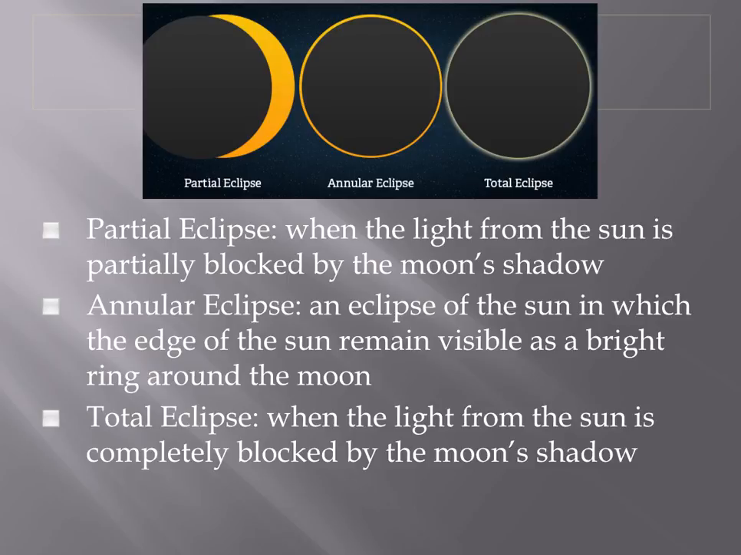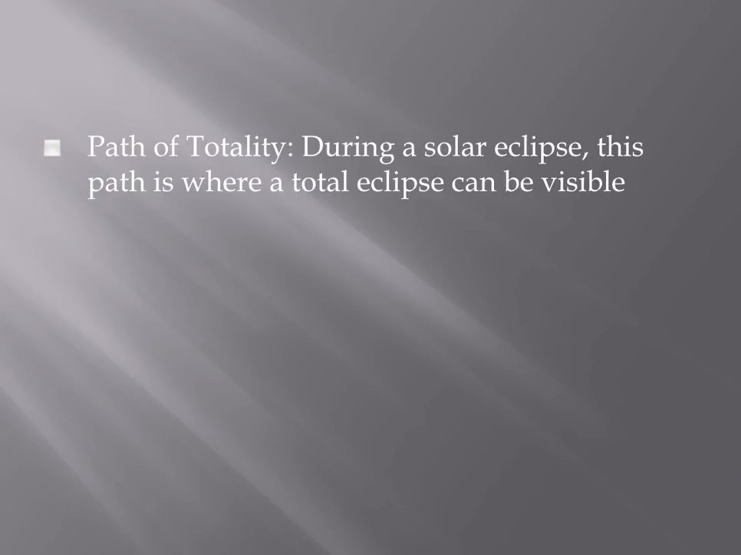And a total eclipse is when the light from the sun is completely blocked by the moon's shadow. So all you see here is the atmosphere of the sun. It's the only time that we're able to see the atmosphere of the sun. So path of totality, during a solar eclipse, this path is where the total eclipse can be visible.